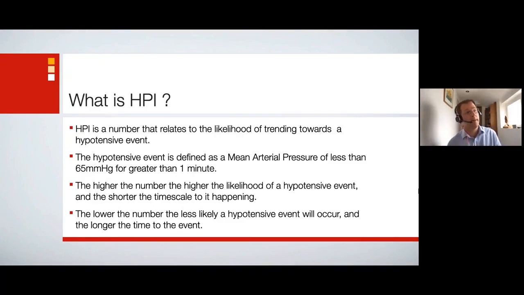Now, a hypotensive event is defined as a mean arterial pressure of less than 65 millimeters of mercury for greater than 1 minute. The higher the number, the higher the likelihood of a hypotensive event occurring, and the shorter the timescale it happening. The lower the number, the less likely a hypotensive event is to occur. And if it does happen, it happens much, much further into the future.